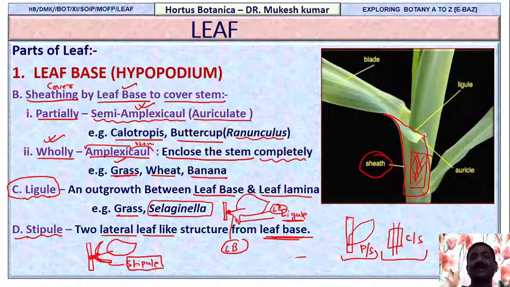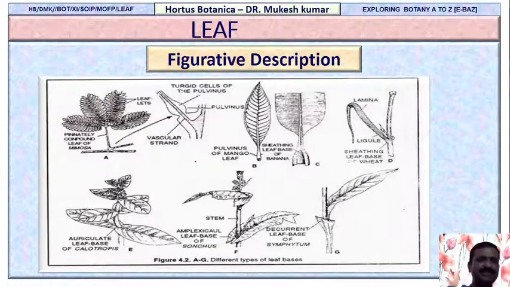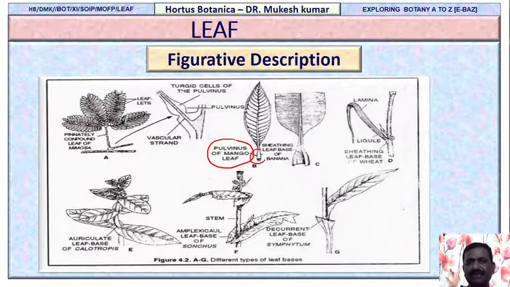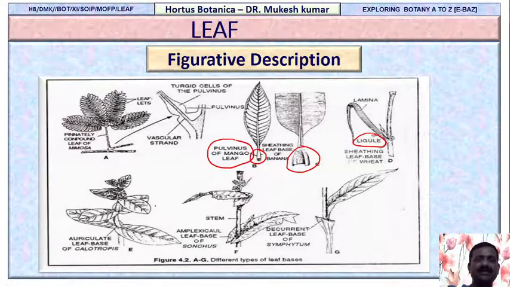This is nothing but the outgrowth of the leaf base and the leaf lamina. And third one, we have the stipule, the two lateral leaf-like structures that arise from the leaf base, isn't it? Now see, this is the figurative description of the pulvinus, what I told you. See, this is the base, how the leaf base is going to be swollen. It will appear like this. Okay, see, this is the ligule structure, what I just described to you, isn't it? So these are the different structures.